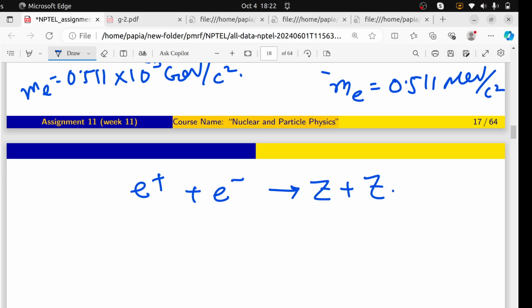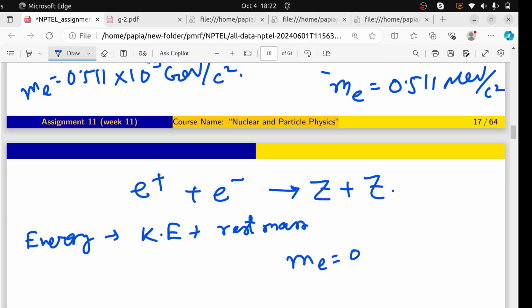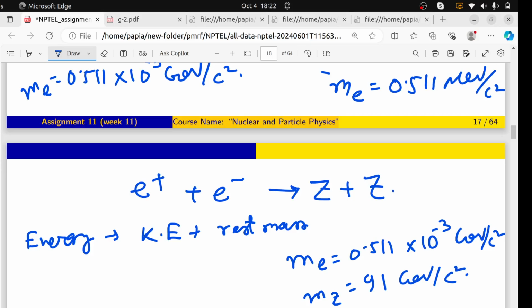So actually the thing is, to have this interaction we should satisfy energy conservation, right? Because in every interaction energy should be conserved. Now the energy has two parts, kinetic energy and rest mass energy. So whatever we are talking about, m_e as 0.511 times 10 to the power minus 3 GeV/c², or m_Z as 91 GeV/c², all these things are rest mass.